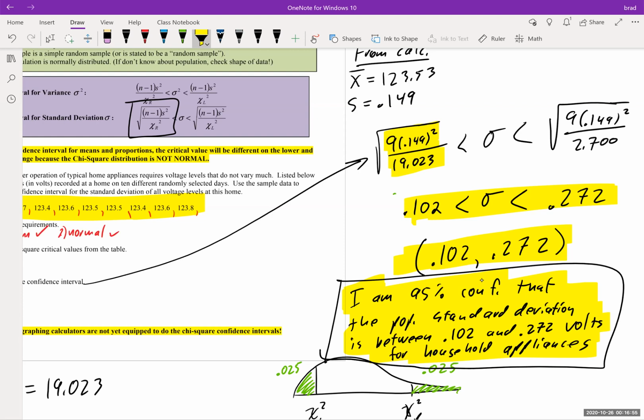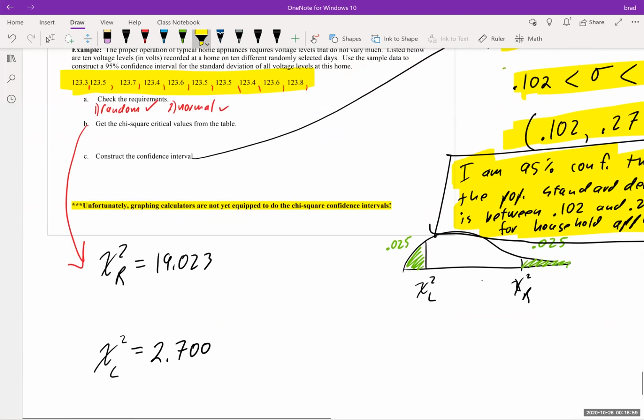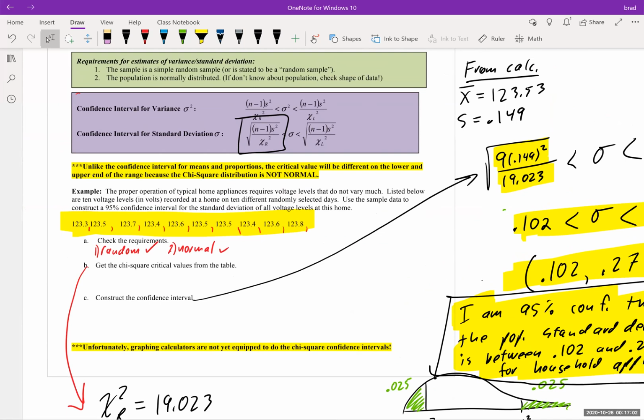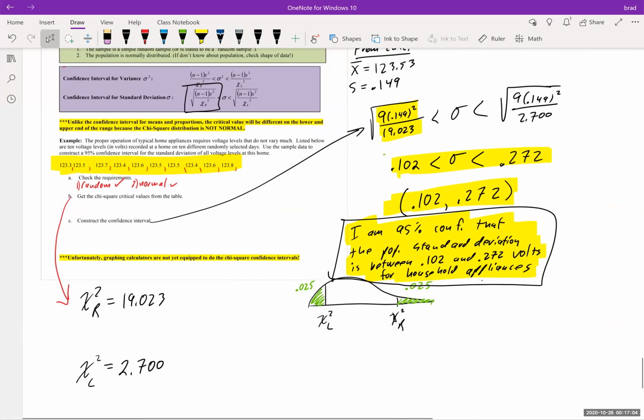Okay. So again, I don't want to spend too much time. We're going to do some more of this in chapter 8. So here you go. And that kind of helps you use your table as well.